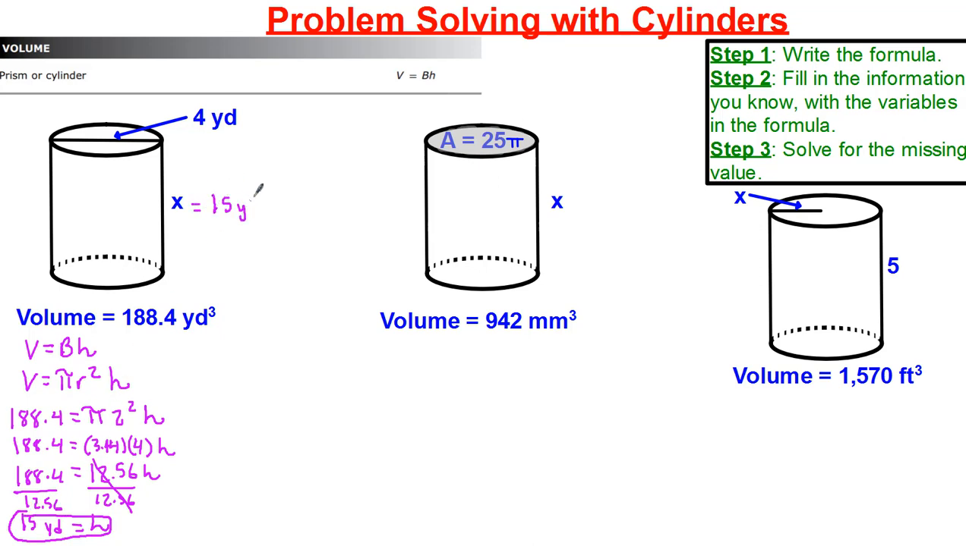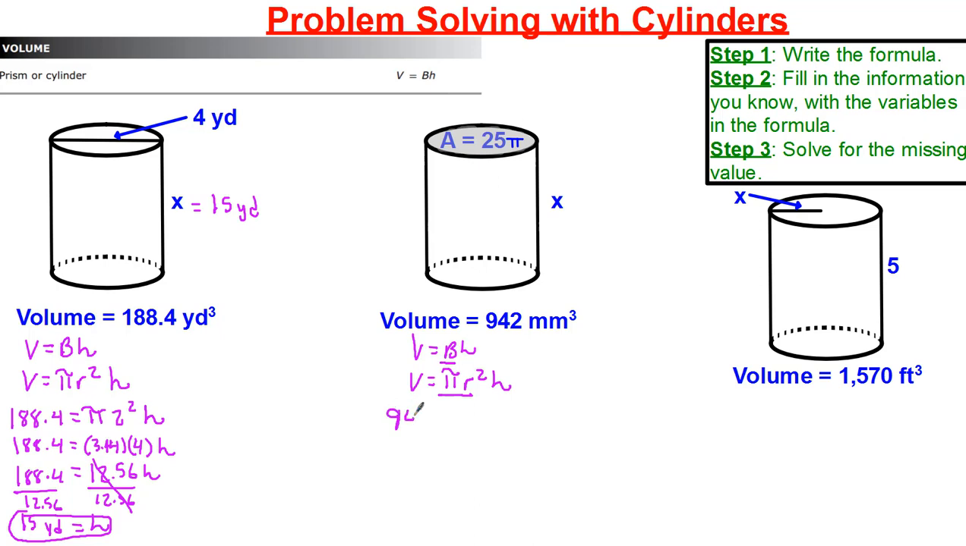So 15 yards is going to be the height of this cylinder. So as you can see, as long as I have the formula, I could figure things out just by plugging in. So once again, volume is equal to base times height. My formula, I know the base is going to be equal to pi r squared. Right? So good news, here it actually gives me the area of the base. So I actually don't need this. I already have big B.